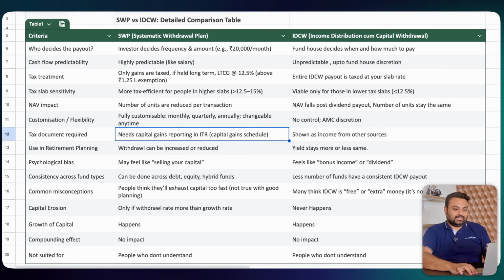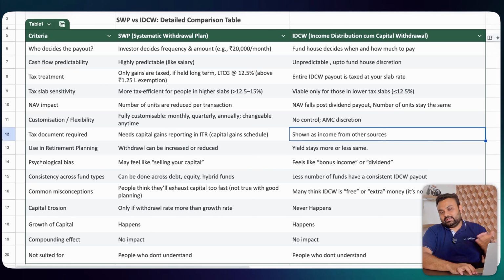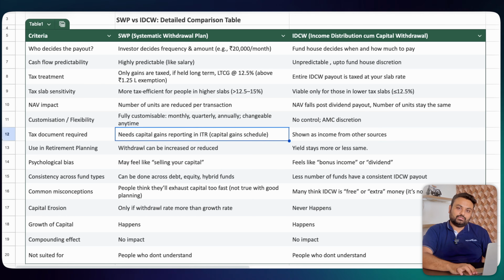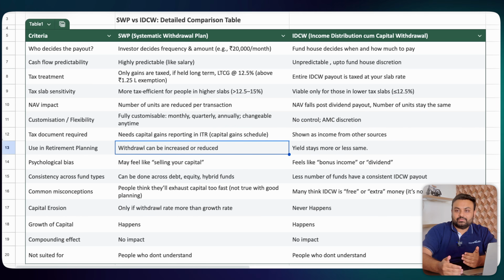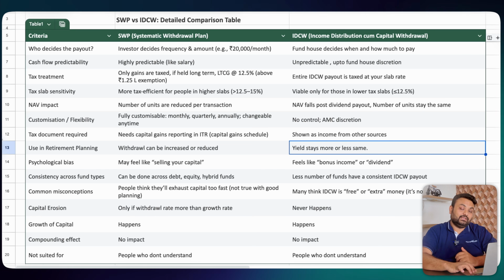As far as taxation is concerned, like I again said, the first falls under capital gains and the second one falls under other income sources. In case of retirement planning, yes, it's good for retirement planning, because if you are somebody who wants to increase and decrease, it is helpful for you. In case of IDCW, the yield stays the same. So if you want an inflation adjusted income, it will be hard for you to get from an IDCW scheme. So you might have to make more investments so that your IDCW increases.